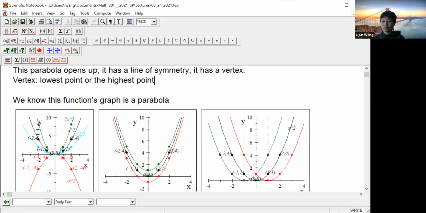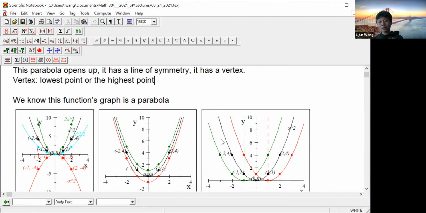For example, on all of these curves, 1, 2, 3, they have the lowest point. On the red curve, which opens down, it has the highest point. And all of these curves in the second picture, they all have the lowest point. And you can imagine if you flip them over, you're going to have the highest point, right? And all three curves here, they all have the lowest point.